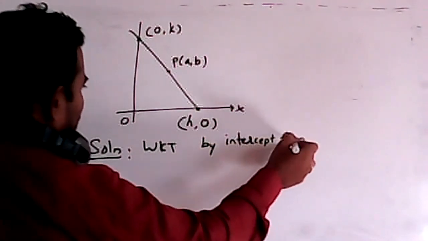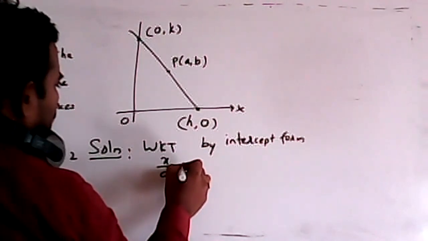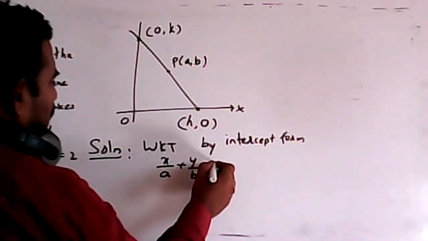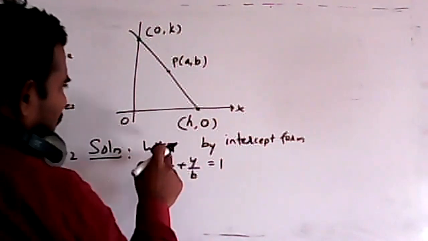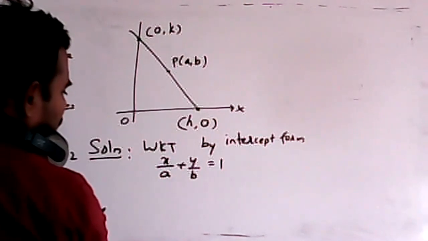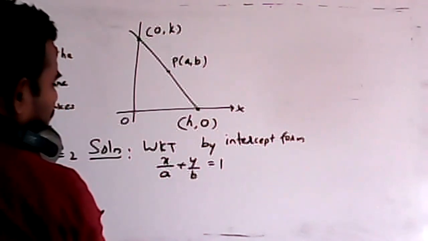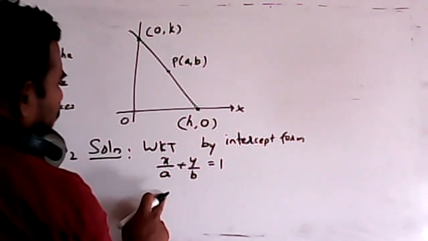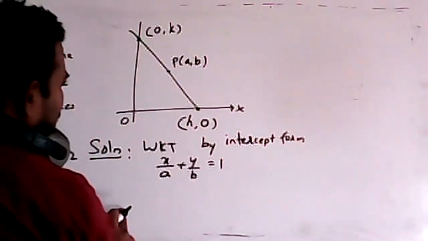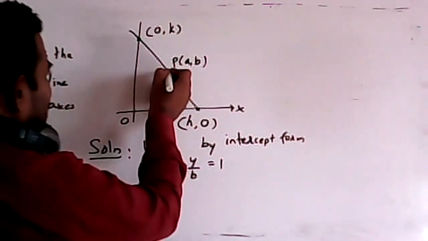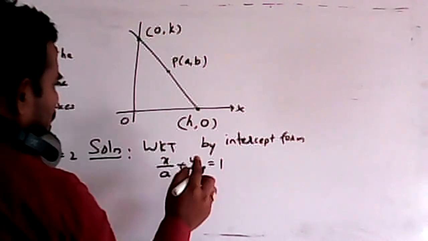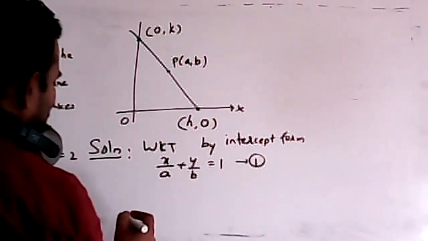What is that form? x by a plus y by b is equal to 1. I am not taking x and y right now, because if I take x again you'll get confused. So I took h, k right now. Now we have to find the value of h and the value of k also. If P is the midpoint, then midpoint formula.